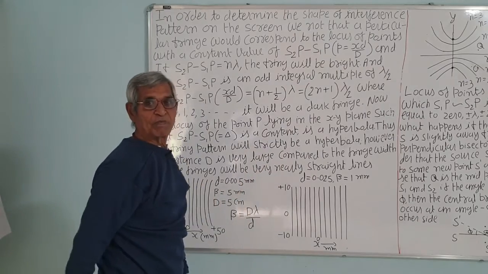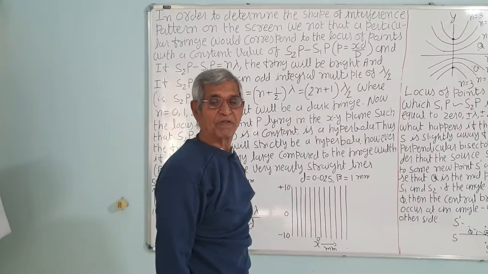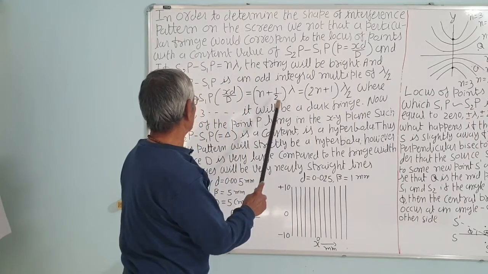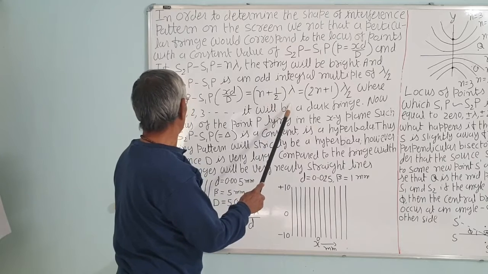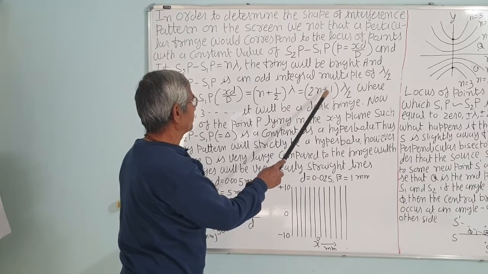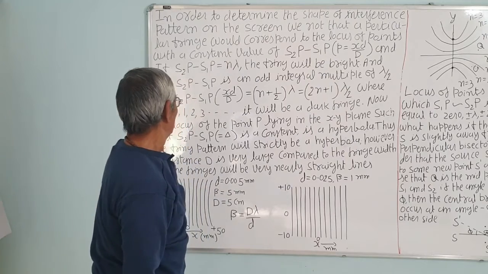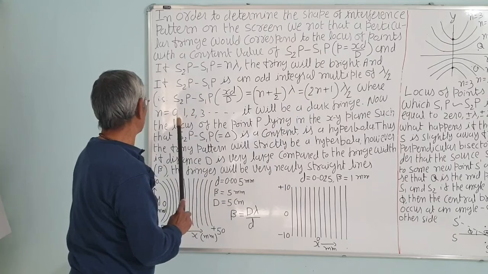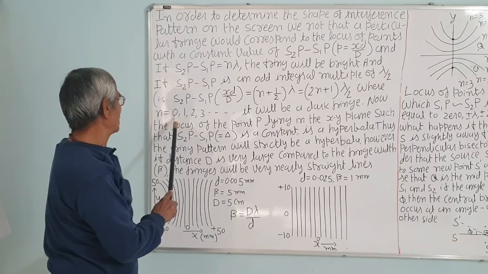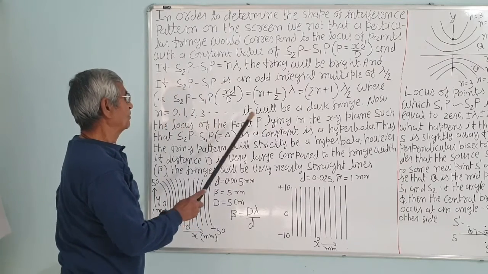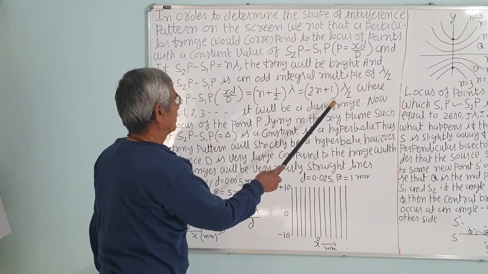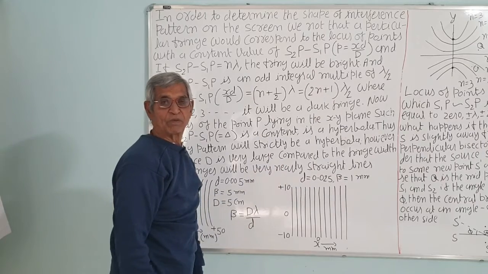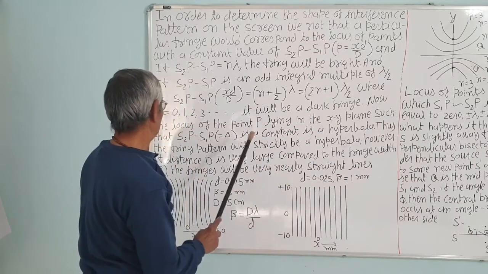And if S2P minus S1P, the path difference between the two rays, is an odd multiple of lambda by 2, that is n plus 1 by 2 into lambda, or you can write 2n plus 1 lambda by 2, where n is equal to 0, 1, 2, 3, or you can write 2n minus 1, then n will be equal to 1, correct. In some books it is given like that. We should remember that it should be an odd multiple of lambda by 2, that is lambda by 2, 3 lambda by 2, 5 lambda by 2, and so on.